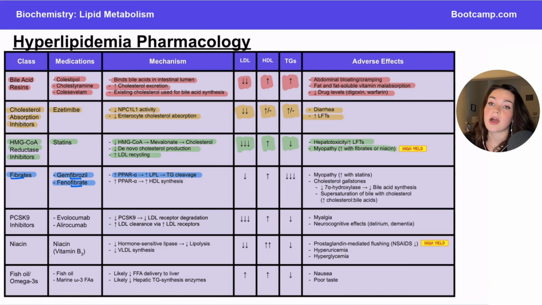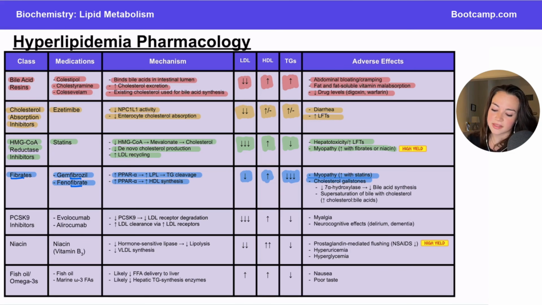So we've upregulated that PPAR-alpha transcription factor, which upregulates the expression of lipoprotein lipase and cleaves triglycerides. The other thing PPAR-alpha does, which isn't shown in that diagram, is it actually will even help promote HDL synthesis. The major effect of fibrates is going to be a large drop in triglycerides, but we'll also have increases in HDL and decreases in LDL. One of the side effects, which we've already talked about, is that myopathy, which is made worse in combination with statins. Another adverse effect you might see, however, is cholesterol gallstones.